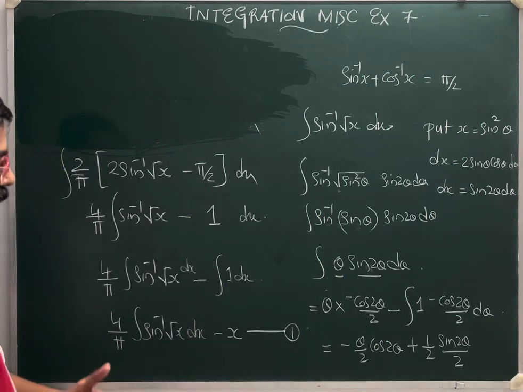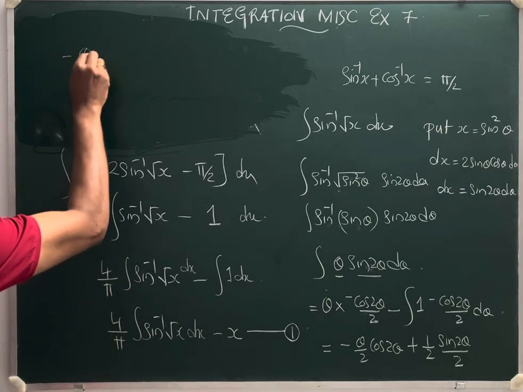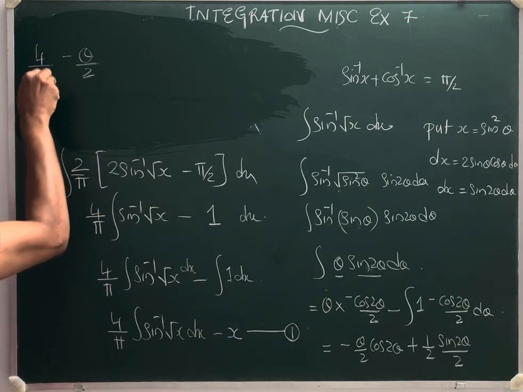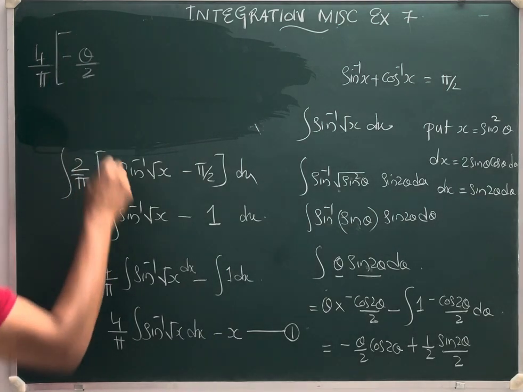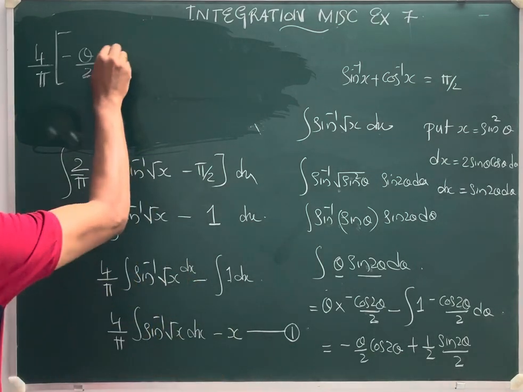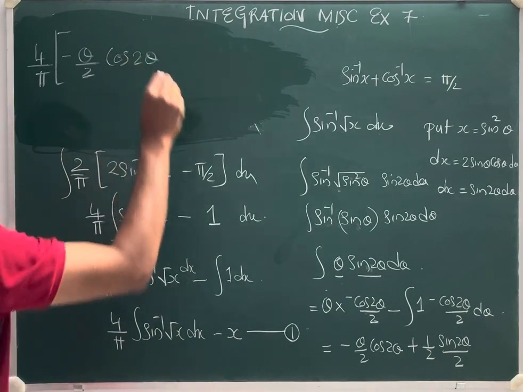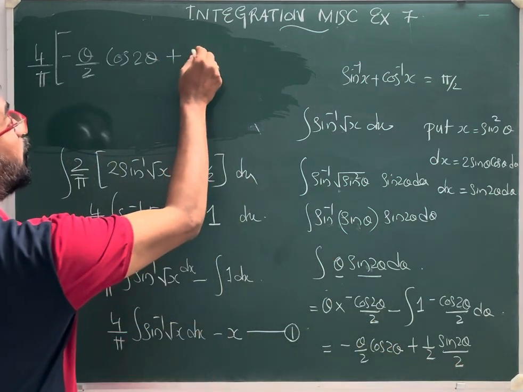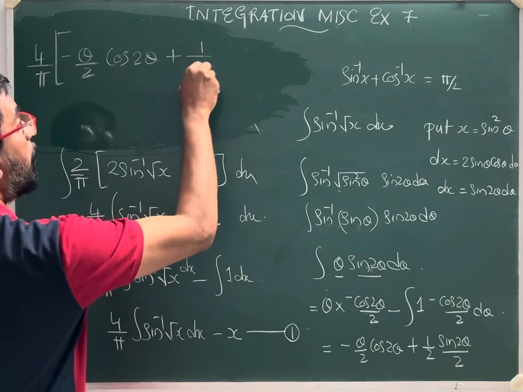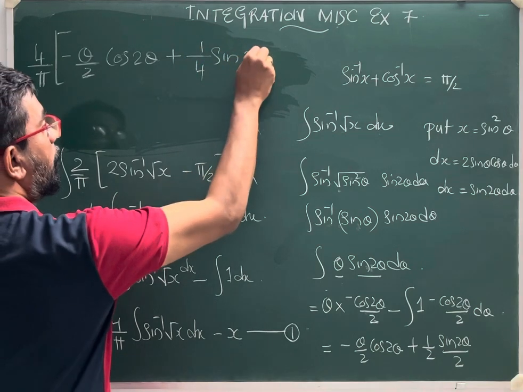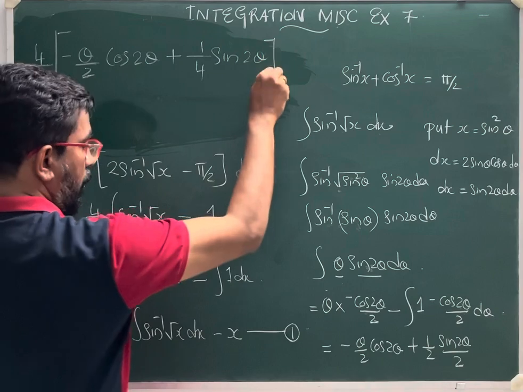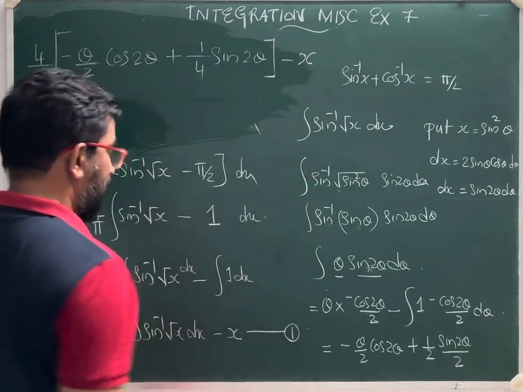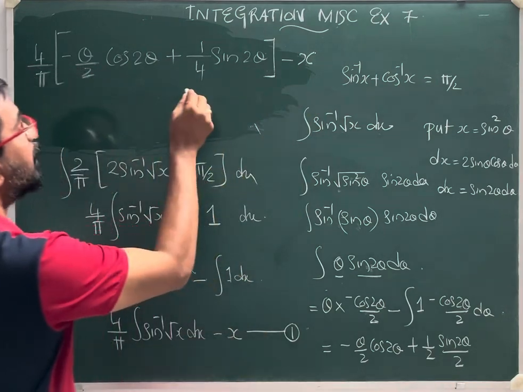We will be writing like this: (4/π − θ/2) cos 2θ plus 1/2, and this can be written as 4, so 1/4 sin 2θ, then minus x plus c. This is how we can complete the integration.